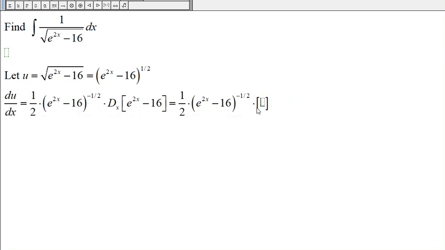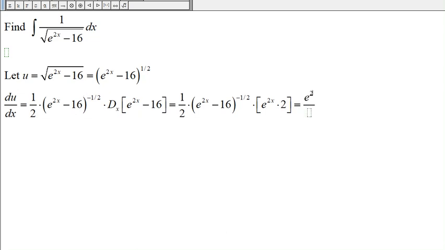The derivative of e to the 2x is e to the 2x, and then we have to multiply by the derivative of 2x, which is 2. And then the derivative of 16 is 0. And here we have 1/2 times 2, which is 1. So we end up with e to the 2x.